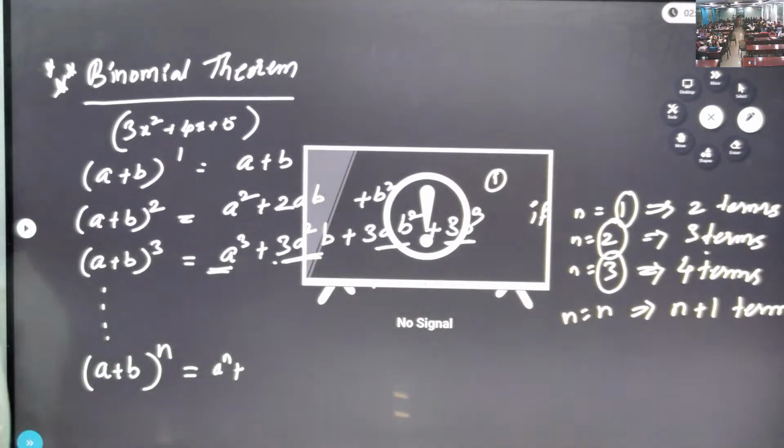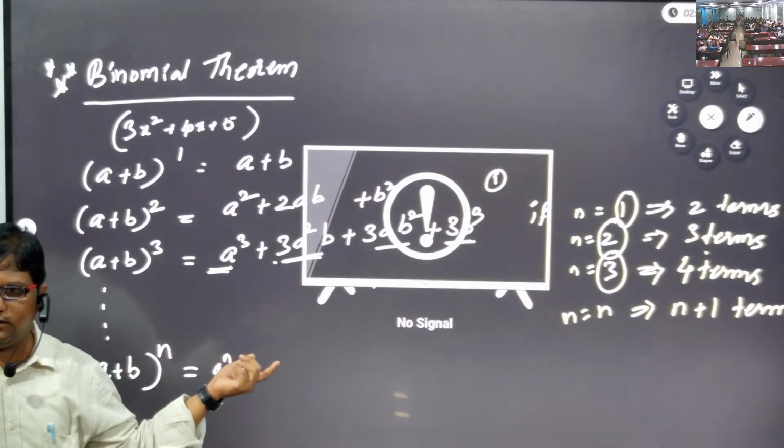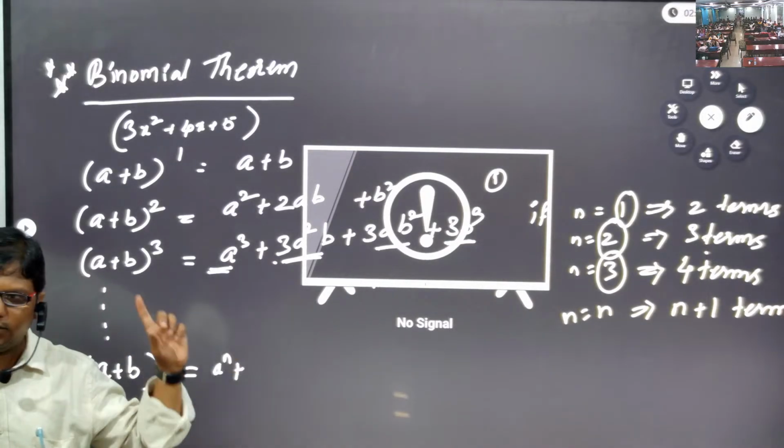So when I ask you to write the nth term, can you write the nth term? (a + b)^n. How many terms will we be getting? n + 1 terms we will be getting.